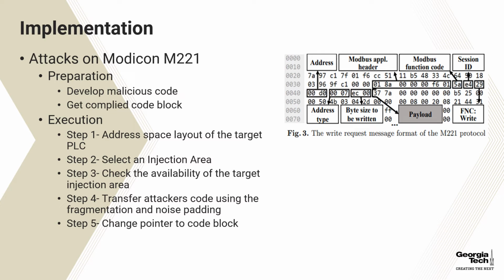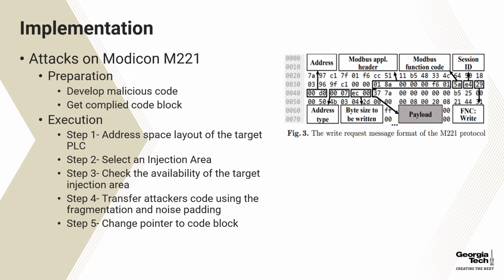So now let's look at the main execution steps. There are 5 key steps. For step 1, gathering the information to determine where the address ranges were formed, so they investigated 2 configurations of the Modicon. These contain the start addresses and sizes of blocks, and once you know one, you can locate the next. For step 2, selecting an injection area is pretty straightforward.